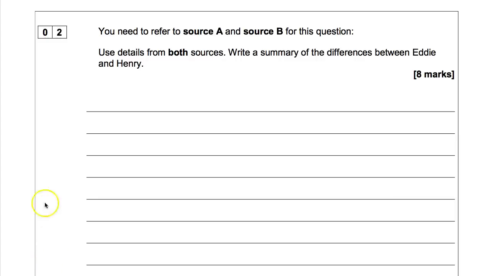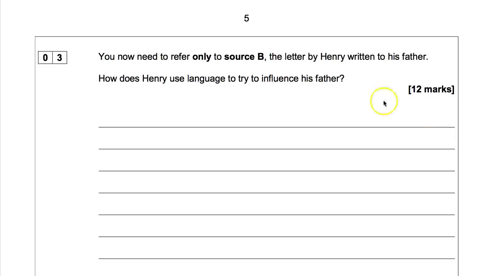And a second reason why is question 2 only counts for 8 marks. However, back at question 3, it counts for 12 marks. In other words, you're going to start getting marks quicker in the exam if you do question 3 before question 2. Okay, so what are the demands?